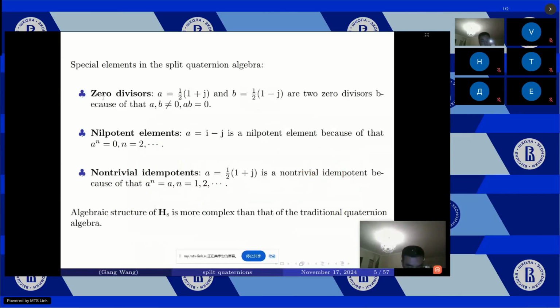Specifically, the split quaternion ring HS contains elements such as zero divisors, nilpotent elements, and non-trivial idempotents. It includes zero divisors, meaning that the product of two non-zero elements can equal 0, which adds to the complexity of its study.